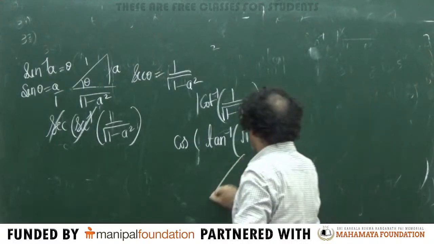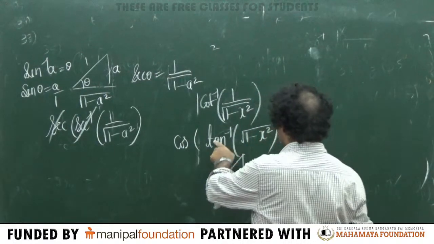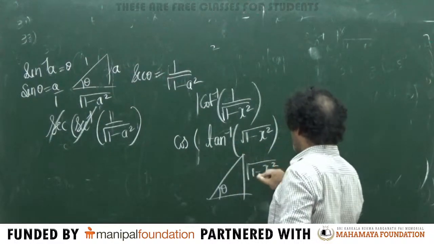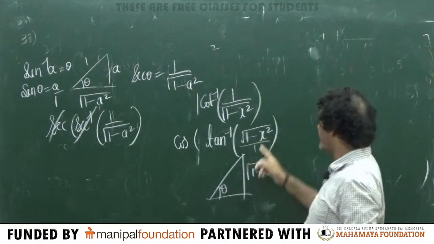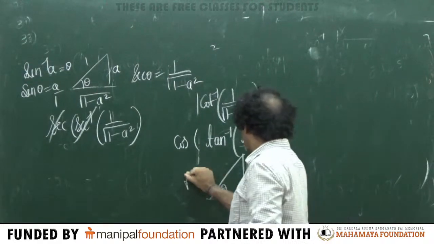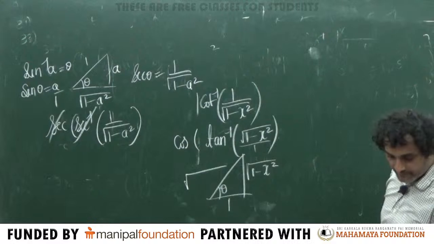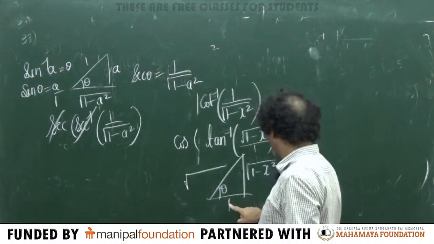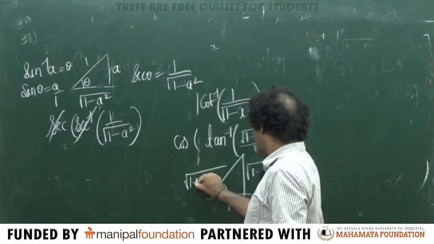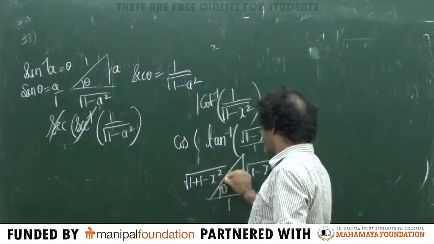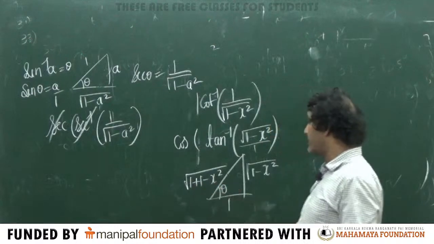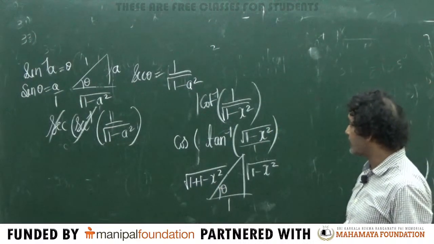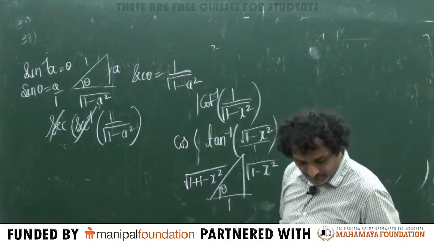So what I'll do is, I'll take this as theta. So tan theta is root of 1 minus x square. But tan theta is opposite by adjacent, and this is 1. So this will be what? Think and tell. What will that be? Isn't it root of 1 square plus this square? 1 square is 1 plus this square is 1 minus x square. So isn't it root of 2 minus x square? Correct?